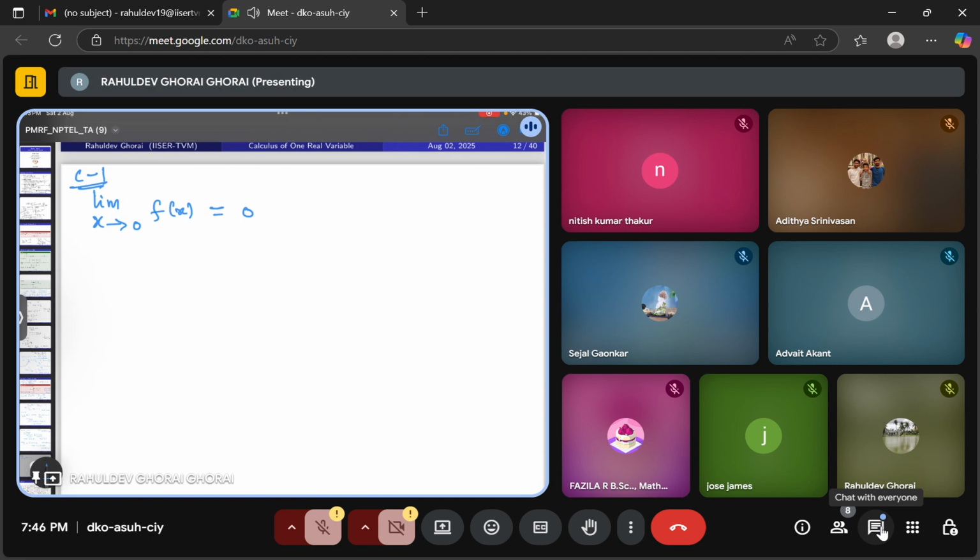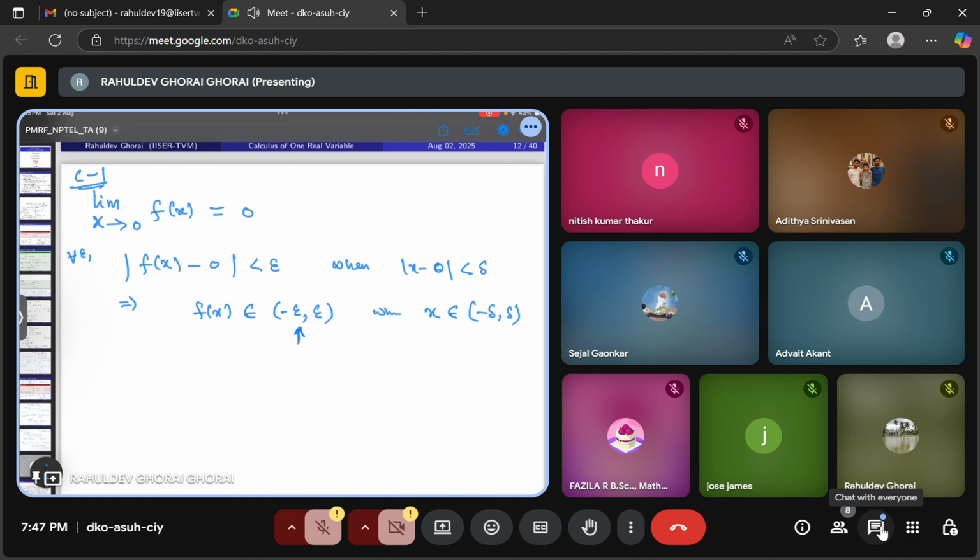What is the meaning of this? If this is true, then what would have happened? For all epsilon, this should happen: whenever you have f(x) minus 0 less than epsilon when x minus c is less than delta. What is the exact meaning of this? Try to understand. This means 0 minus epsilon to 0 plus epsilon, a neighborhood of 0. Here c is also 0. So x minus 0, so x will belong to minus delta to delta.